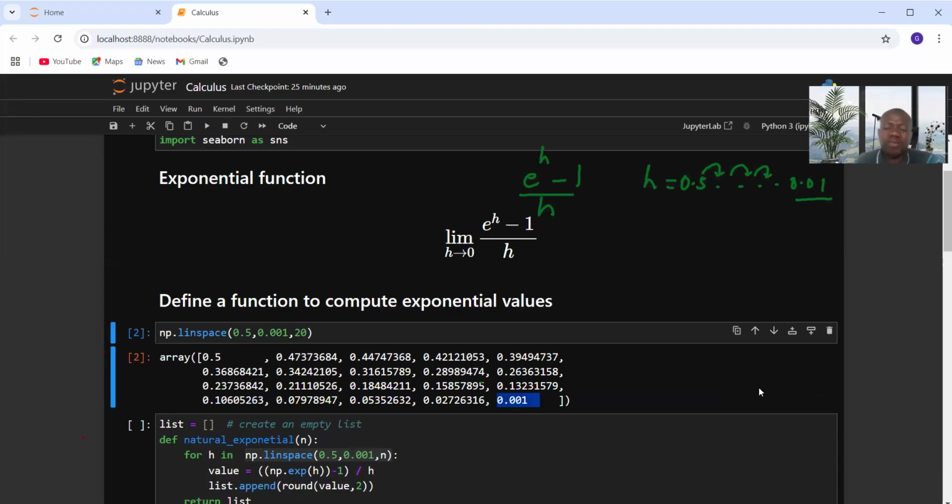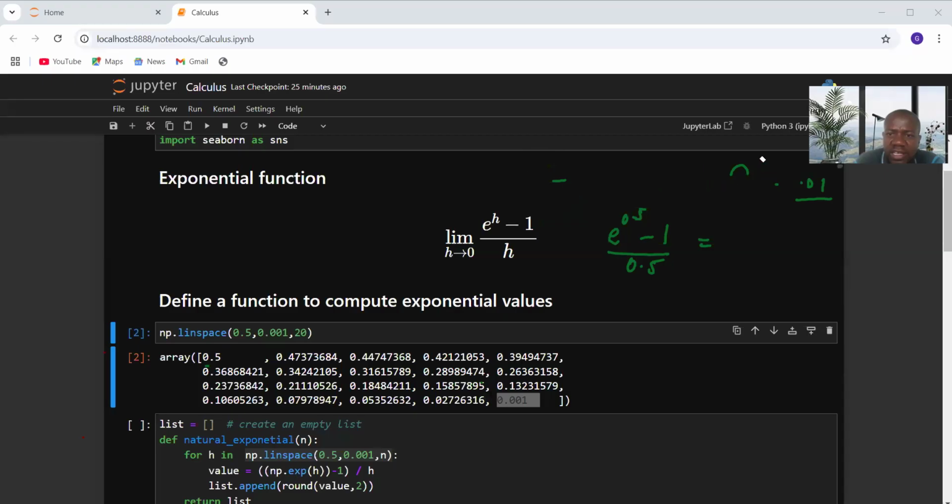So what I want to do is, for any value of h here, I want this to give me the output. When h is 0.5, I'll have to put 0.5 here. It will be the exponent of 0.5 minus 1 over 0.5, and then it will give me the output here. Same applies. So now let's do the running. Let's run the program without wasting time.